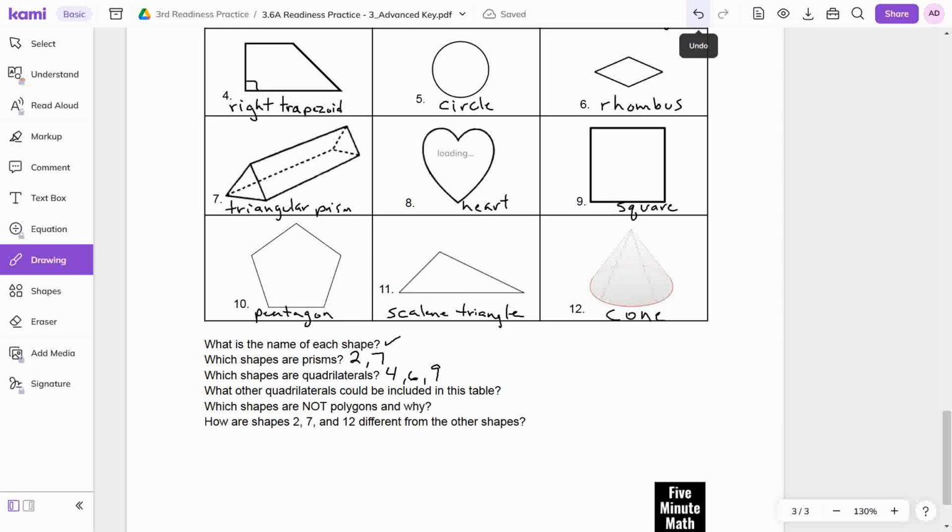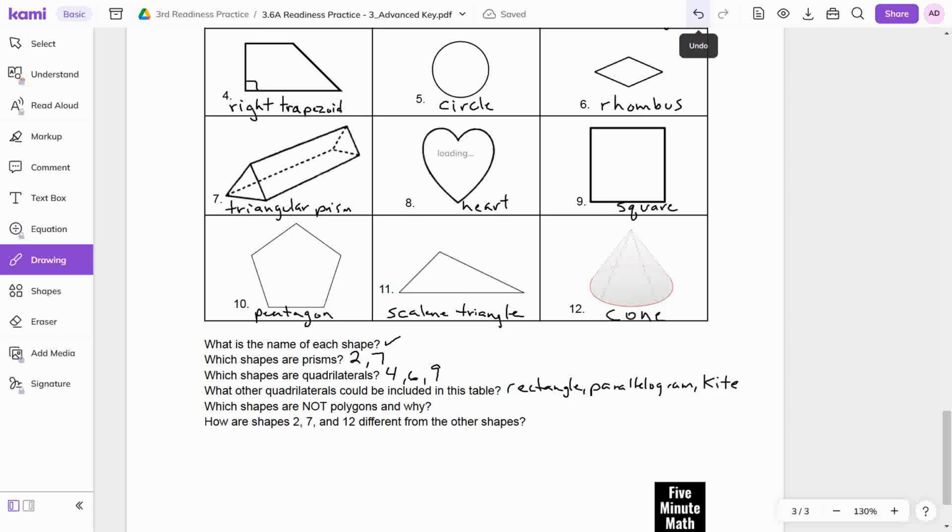What other quadrilaterals could be included in this table? All right, so I've got a trapezoid, I've got a rhombus, I've got a square. I could add a rectangle. I could add a parallelogram. One you don't really get into, but a kite, literally one that's a kite shape. That's actually a technical geometric term.